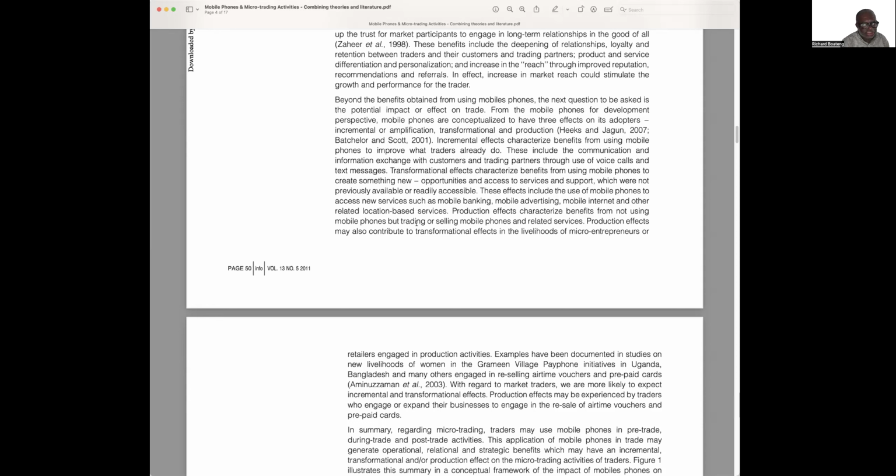Okay, so the latter one is that in summary, regarding micro trading, traders may use mobile phones in pre-trade, during trade, and post-trade activities. So let me point something out here. If I'm a trader and I go into the market and I'm doing my trade, I may have to call some of my customers and tell them that I've got new tomatoes. So I'm using it as pre-trade, pulling them to come in.